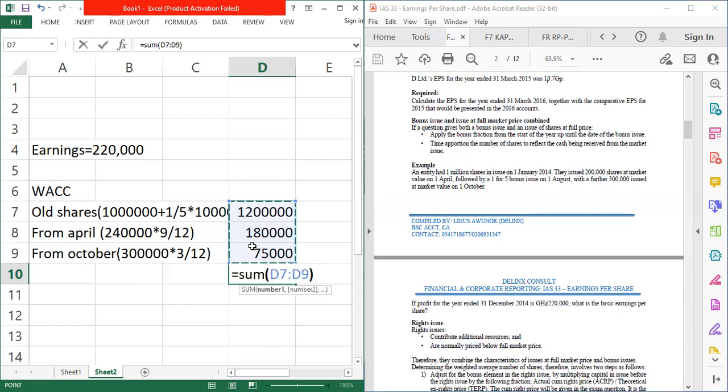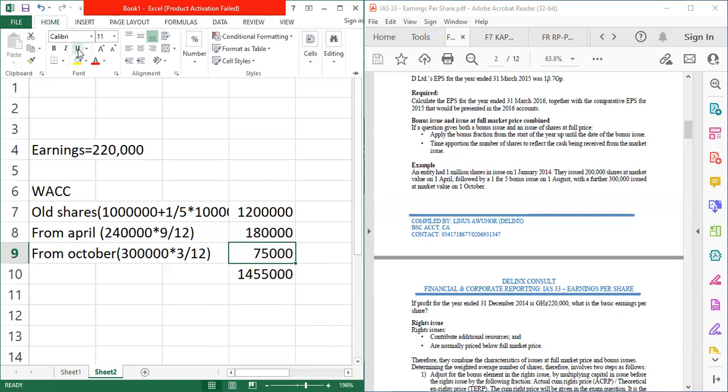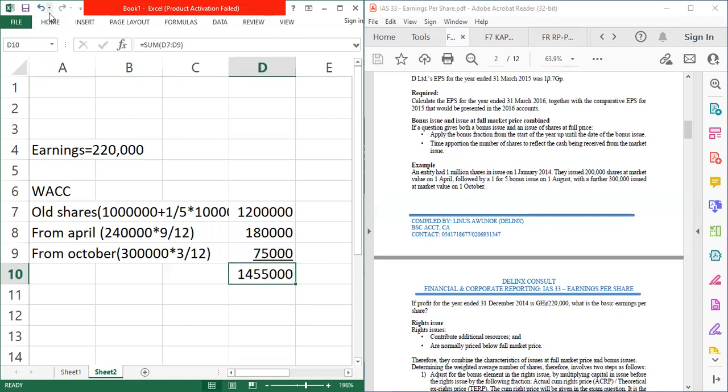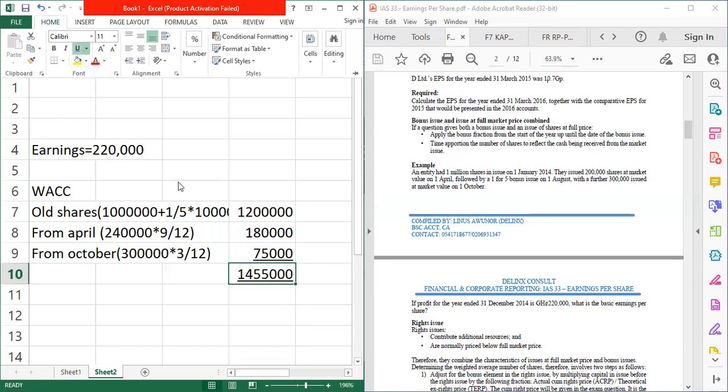$1,455,000. So this is the weighted average number of shares that we are going to use for the earnings per share. If you are looking through the ICA manual, what they will do first is use the bonus fraction 6/5 to multiply the old shares to March, then to April. Then they will add the 200,000, then add the 1 million, and apply the bonus issue also up to October.